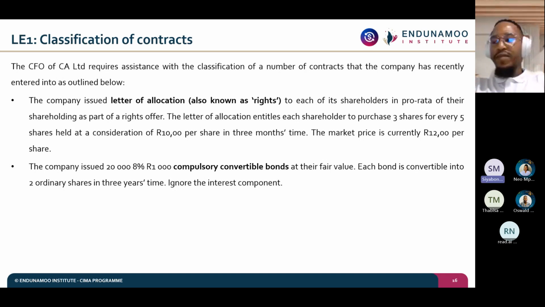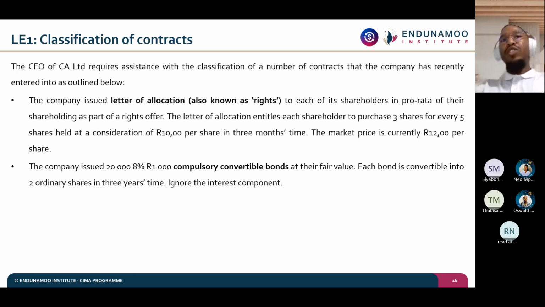I would say CA Limited has no contractual obligation to deliver cash. I agree with you. So we don't have a financial liability. Agreed, we don't have a financial liability. I would say this should be an equity instrument.